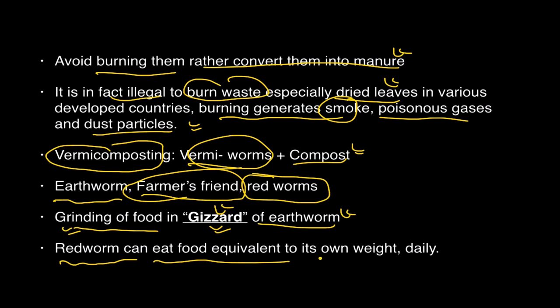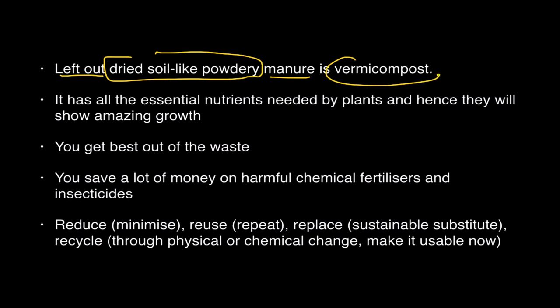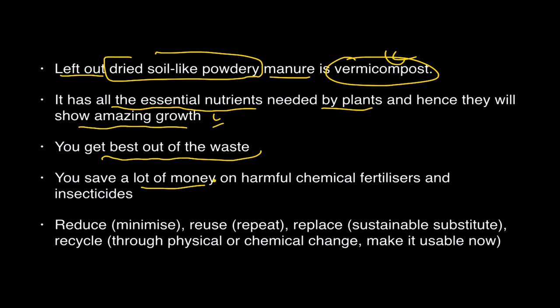A red worm can eat food equivalent to its own weight daily. So the organic waste which comes out of the red worm is highly enriched and is a type of compost only. Now the left out dried soil-like powdery manure is called vermicompost, and this is spread over the entire farm. It has all the essential nutrients needed by plants, and they will show amazing, perfect growth. You can also create it at home. You get the best out of the waste, and you save a lot of money on harmful chemical fertilizers and insecticides.